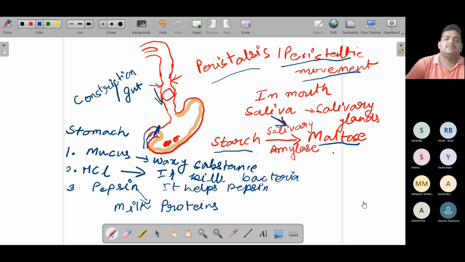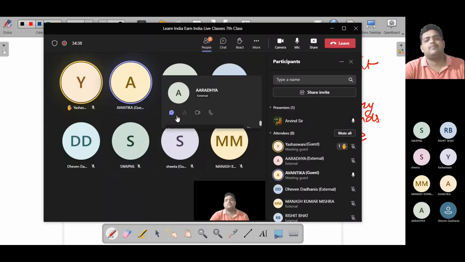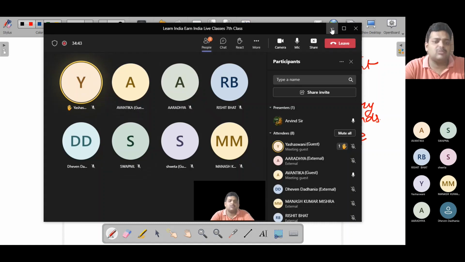Because it covers less area? You are almost close, but it does not cover less area. You are not using the correct word. So actually, what happens over here? Do you know what is the length of the small intestine in an adult?